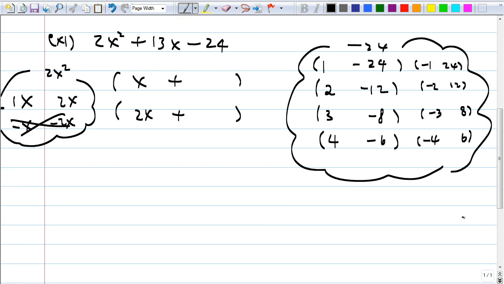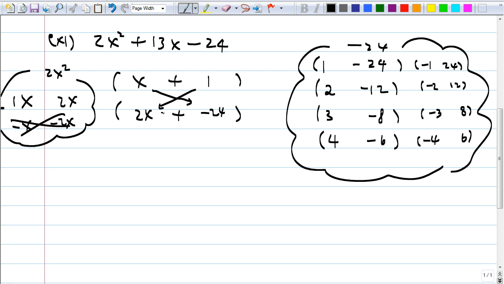Let's then take a look at these. Let's try 1 and negative 24. Let me just write 1, negative 24. So, remember how we get the middle term? We do this, right? Here I do this and this. Do you think we're going to get the right middle term when I do this? What's x times negative 24 and then 1 times 2x? Do I get positive 13x? No. So that one doesn't work, does it?